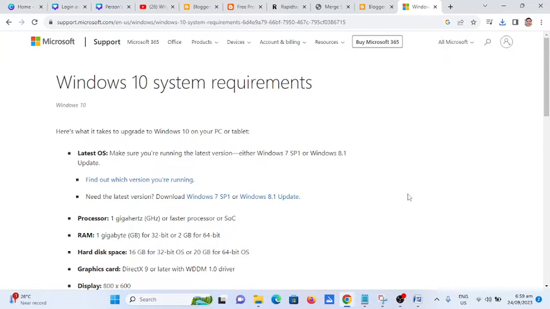So in this video we will talk about what the system requirements of the Microsoft Windows 10 operating system are.